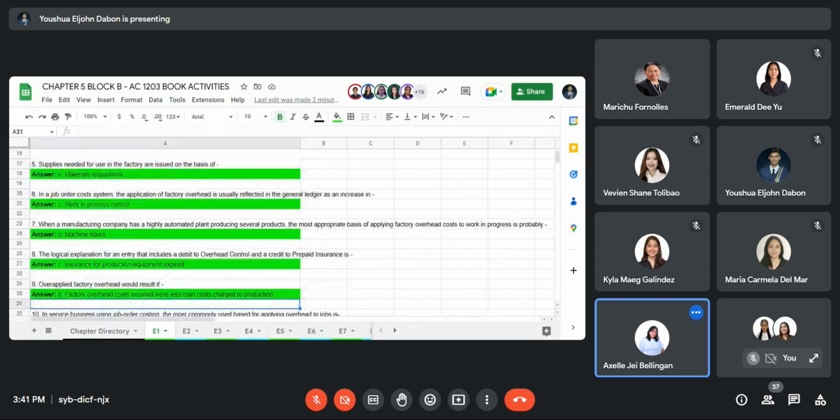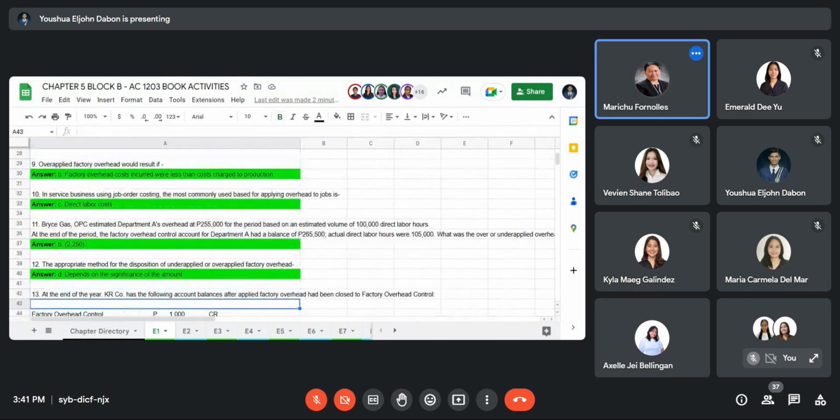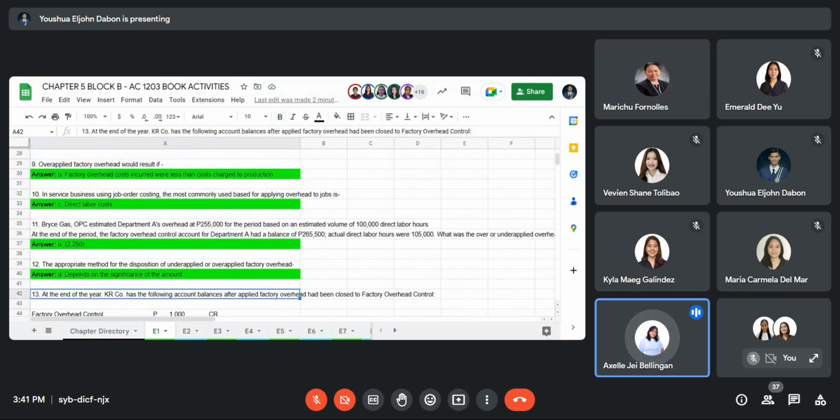Correct. Next. The logical explanation for an entry that includes a debit to overhead control and a credit to prepaid insurance is, answer is C, insurance for production equipment expired. Correct. Next. Number 9, over-applied factory overhead would result if, answer is B, factory overhead costs incurred were less than costs charged to production. Correct. Next, number 10. In a service business using job order costing, the most commonly used basis for applying overhead to jobs is, answer is C, direct labor costs. Correct.